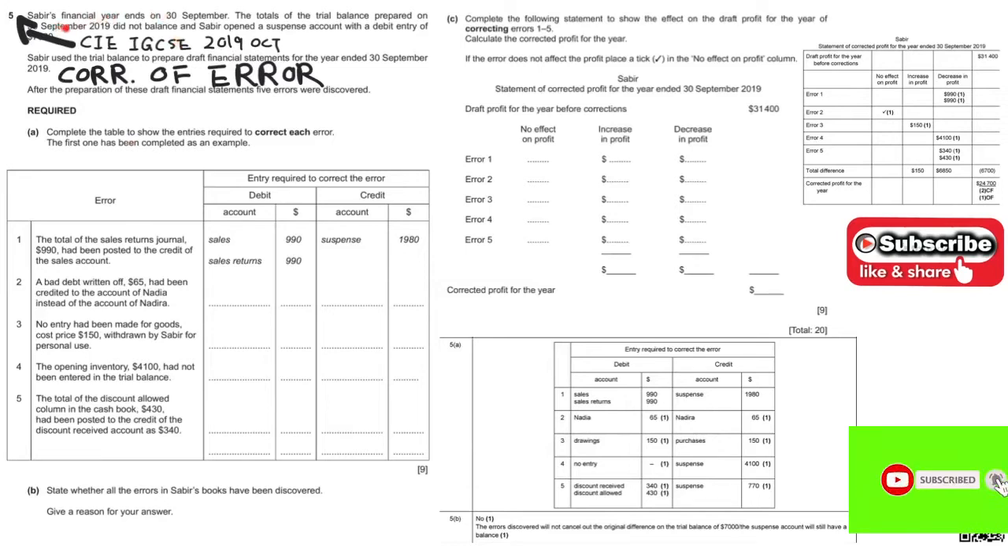It talks about Sabrina's trial balance, which did not balance. So let's highlight the key terms. When the trial balance did not balance, there will be one thing, and that's called the suspense account. I would like to highlight that. Remember, once it's not balanced, a suspense account will be opened. This is very important.